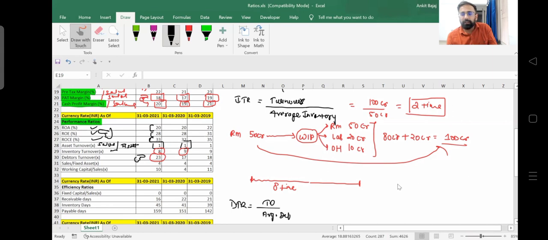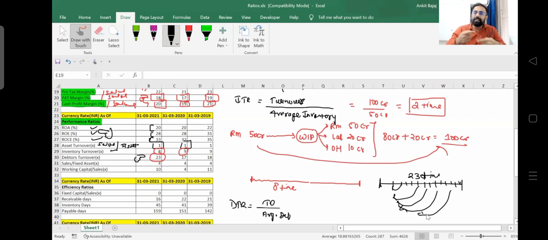It means that during the year, on average, you are collecting money from debtors 23 times. So you perform lots of sales to your customers, and your customers keep giving you money back. You are selling goods on credit to your customers, and that many times you are asking for money, or getting money from your debtors. So this is what a debtor turnover ratio is.